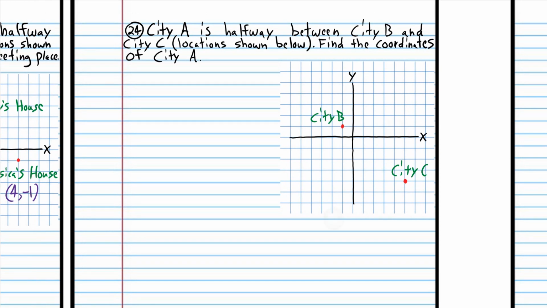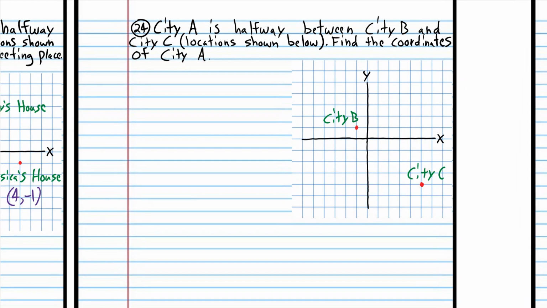All right, we're back. So let's go ahead and write the coordinates. That's 1 to the left and 1 up. So that would be -1, 1 is that coordinate of city B, and we have 1, 2, 3, 4, 5 to the right, and 1, 2, 3, 4 down. So that's 5, -4. That's the coordinate of city C.